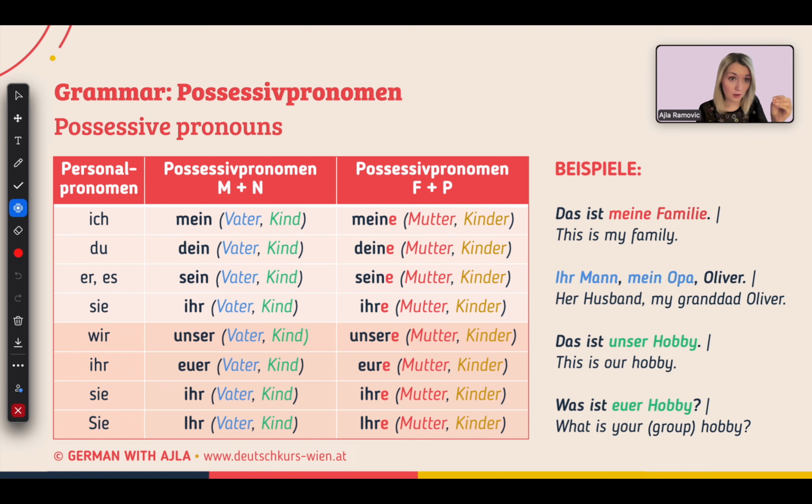So the mother of all of these kids. In German, you would ask, ist das eure Mutter? Is this your mother? Ist das eure Mutter? So euer and eure is always used when you want to say that something belongs to a group.